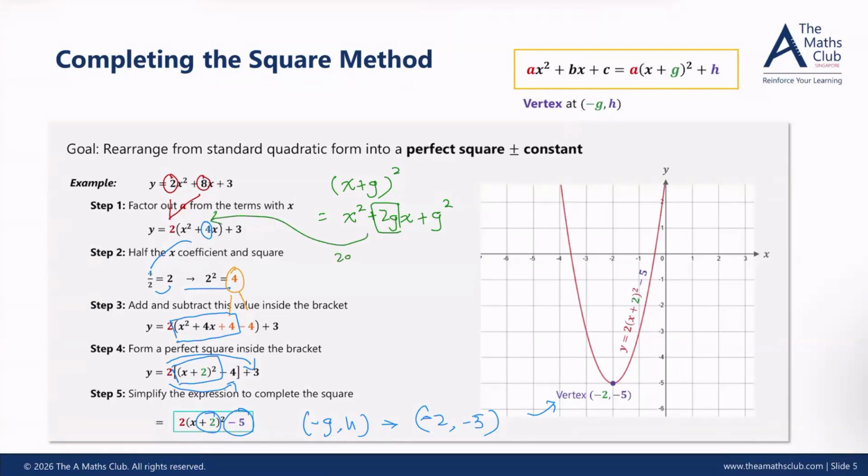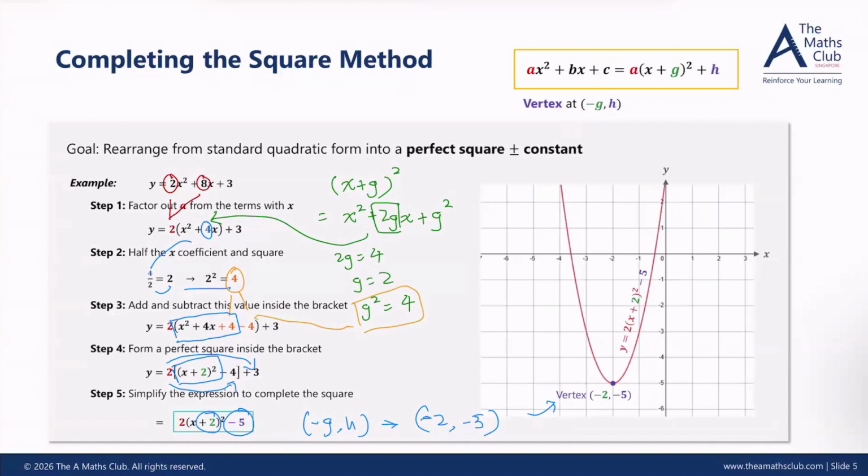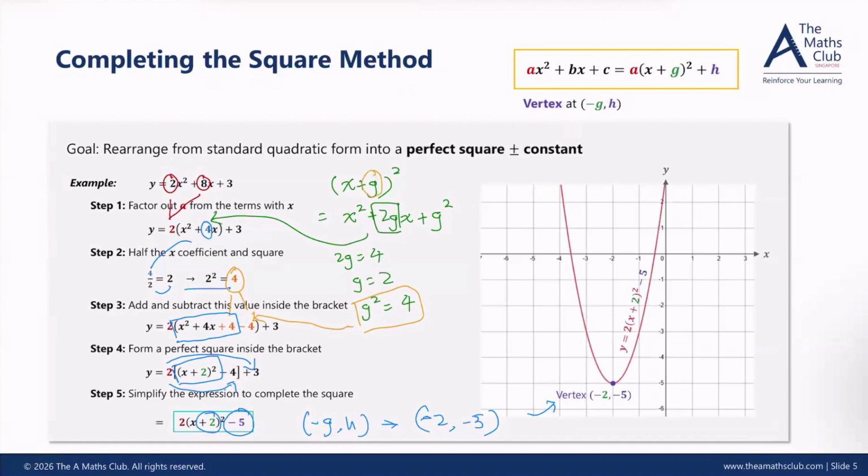Now, 2g will be equal to 4, g will be equal to 2, and g squared will be equal to 4. You notice that this g squared, 4, corresponds exactly to what you have over here. It is no coincidence, because you notice that this g here is 2. And therefore, you can compress all these together to form the perfect square.